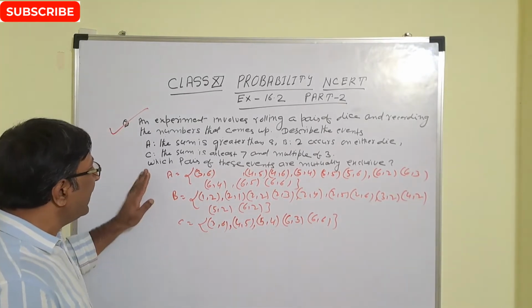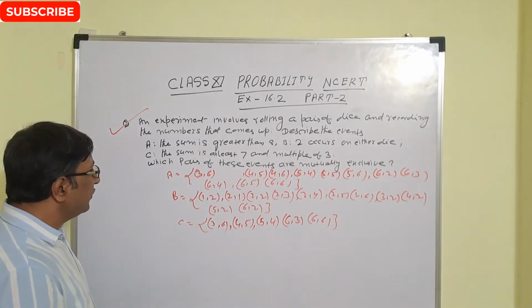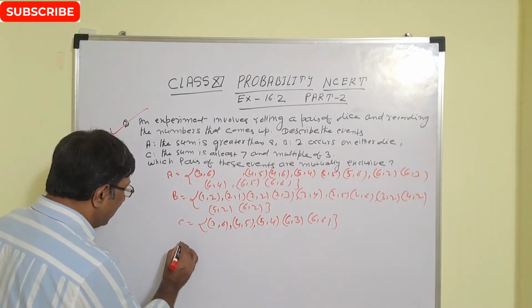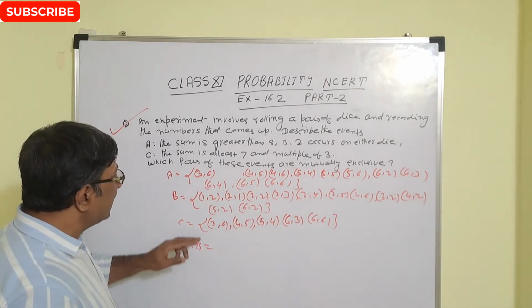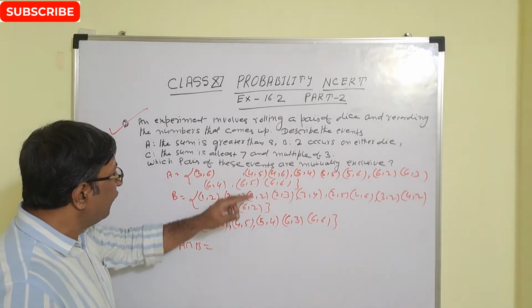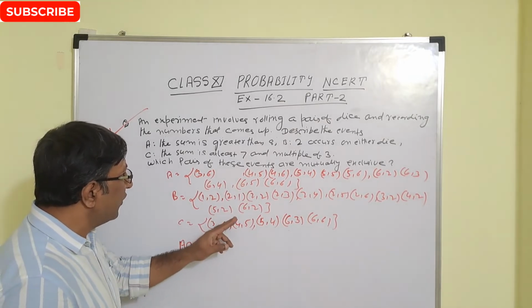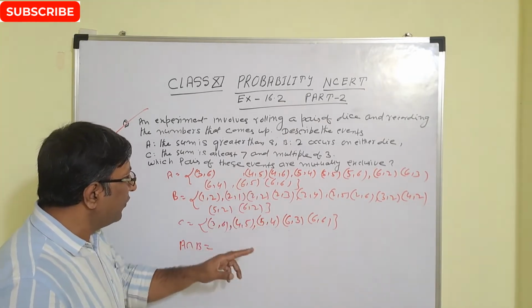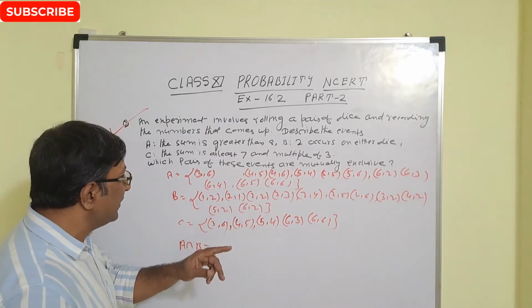Now we have to find which pair of these events are mutually exclusive. First we check A and B. First find A intersection B. So here no 3, 6. Again 4, 5: here no 4, 5. 4, 6 not present. 5, 4 not present. 5, 5 not, 5, 6 not.